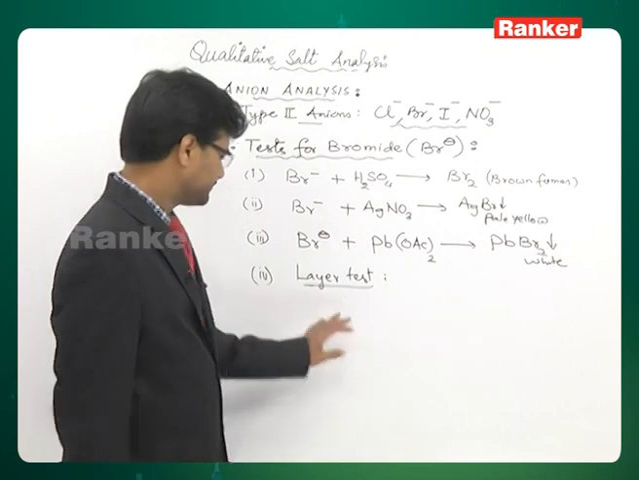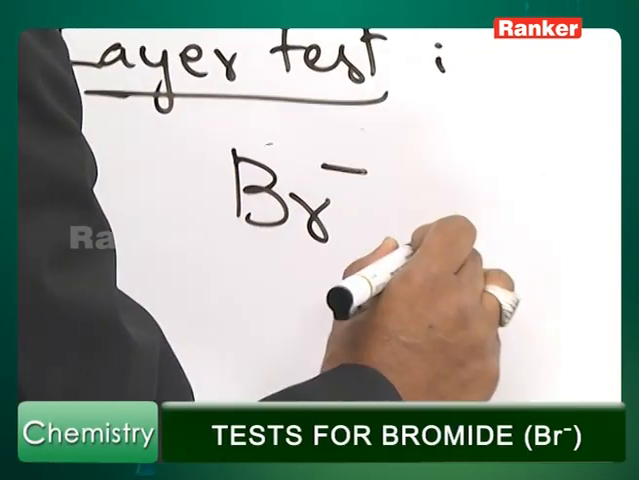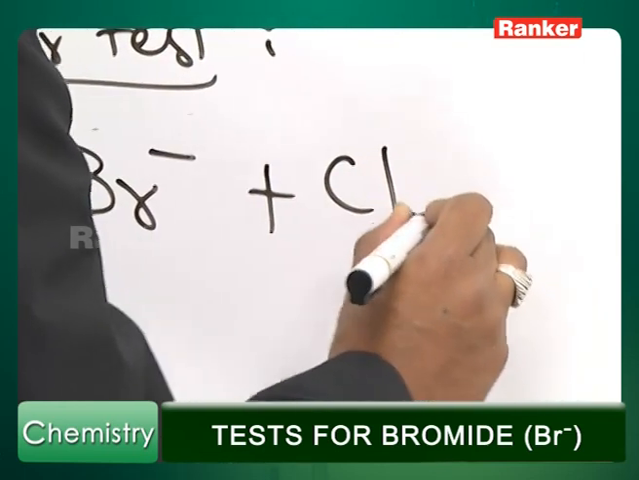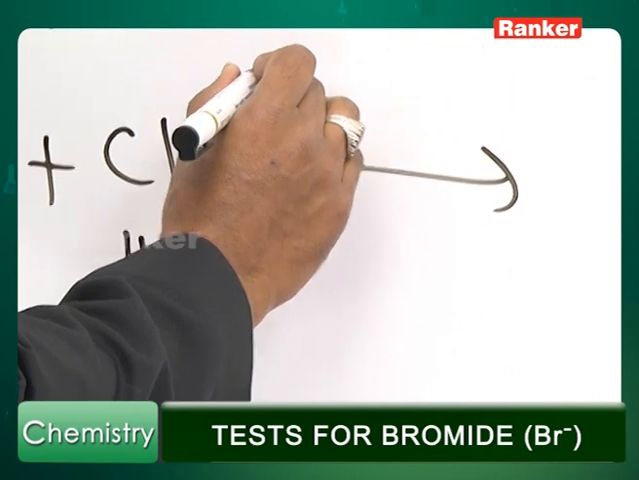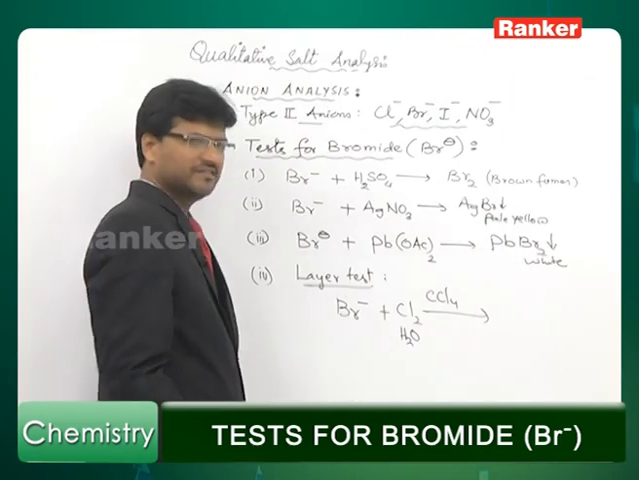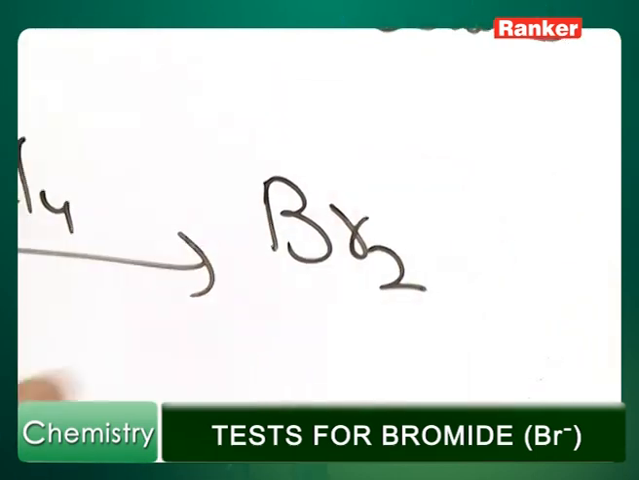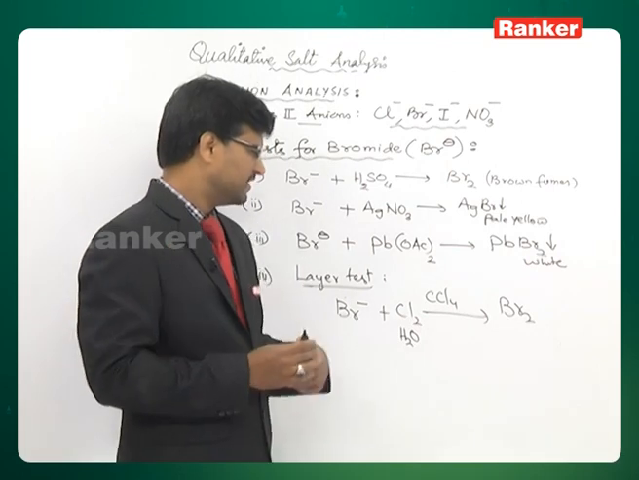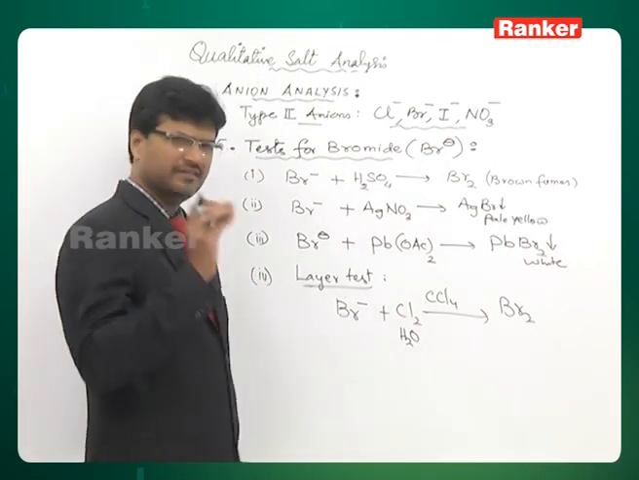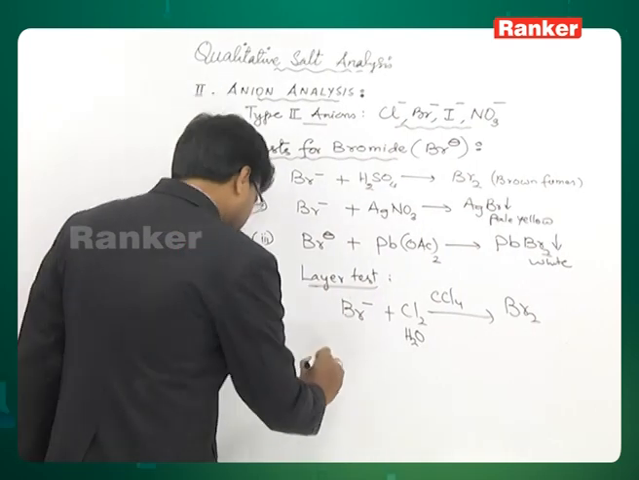Layer test. Bromide salt is treated with chlorine water in presence of some organic solvent like CCl4. Then bromide becomes bromine. This bromine which is formed will dissolve in CCl4 and the layer of CCl4 develops the color of bromine. So it is done like this.